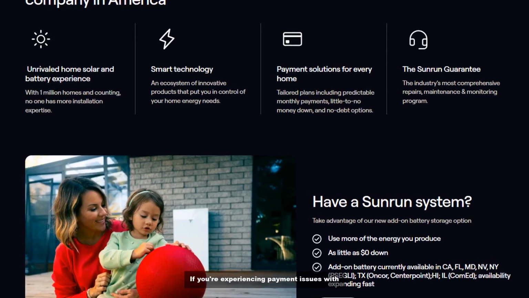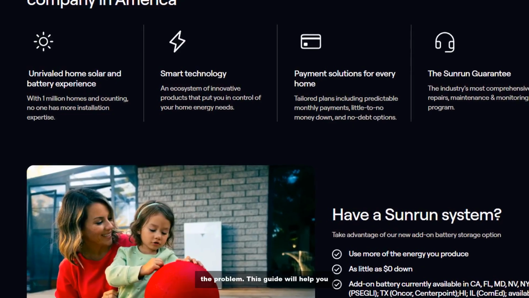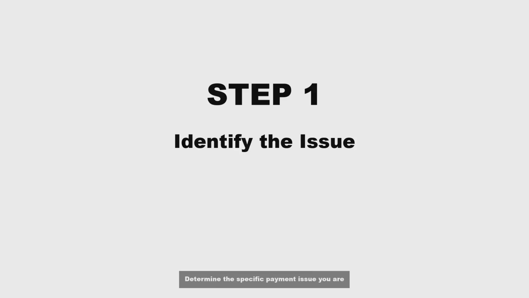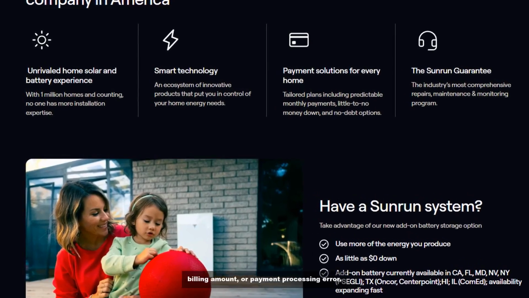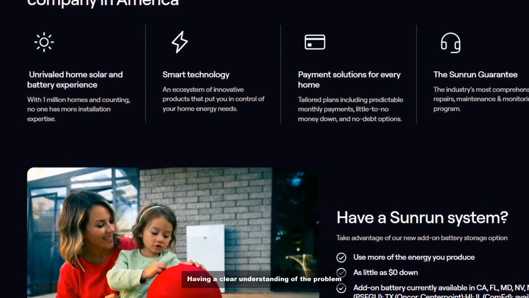If you're experiencing payment issues with Sunrun, follow these steps to quickly resolve the problem. This guide will help you navigate the process efficiently. Step 1. Identify the issue. Determine the specific payment issue you are facing, such as a missed payment, incorrect billing amount, or payment processing error. Having a clear understanding of the problem will help you communicate effectively.